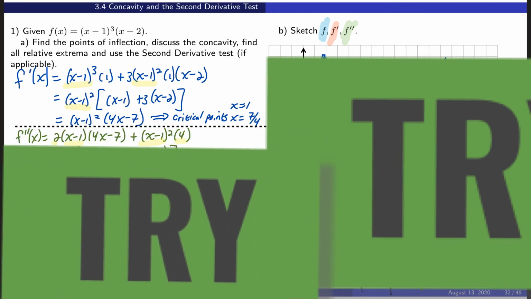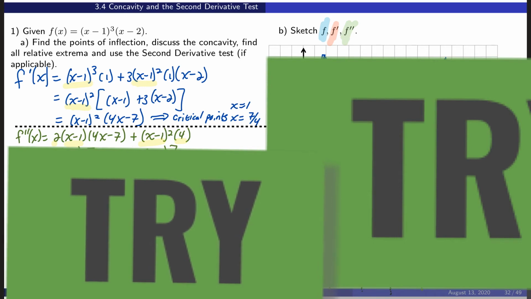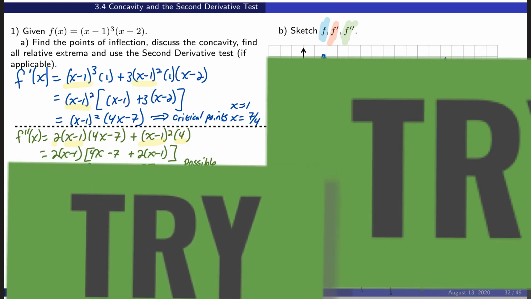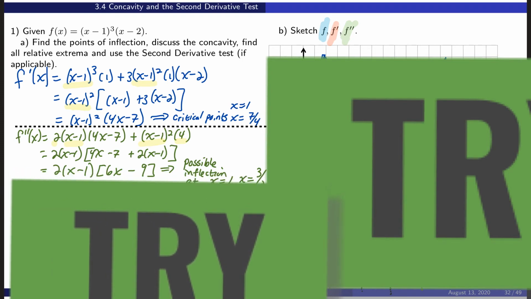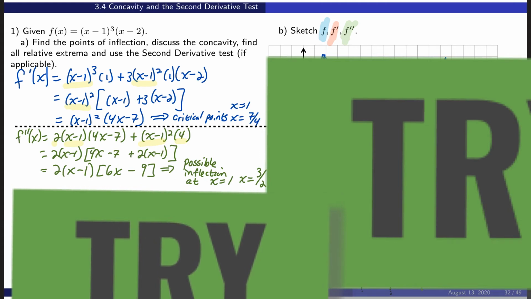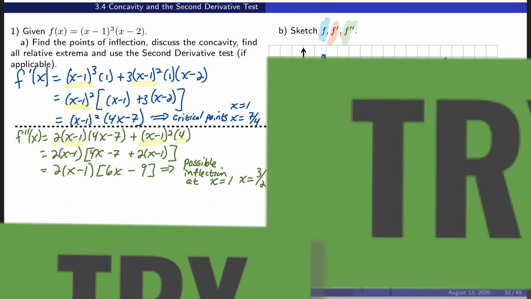Okay, second derivative is there. Using, again, the product rule. Factor out 2 and x minus 1. The remaining stuff inside the parentheses boils down to 6x minus 9. Setting equal to 0 and solving gives you possible points of inflection at 1 and 3/2.